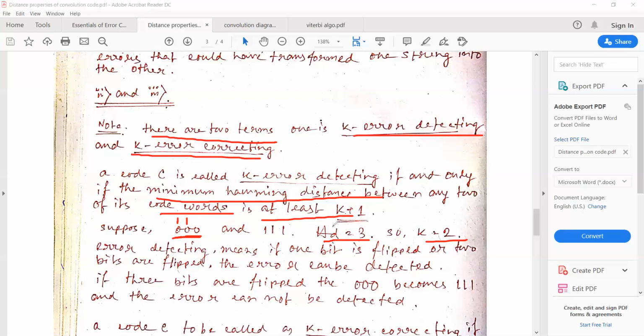So you can take a note that this is basically called k error detecting. So, k error detecting and k error correcting. A code will be called a k error detecting code when the minimum Hamming distance between any two of its code words is at least k plus 1.